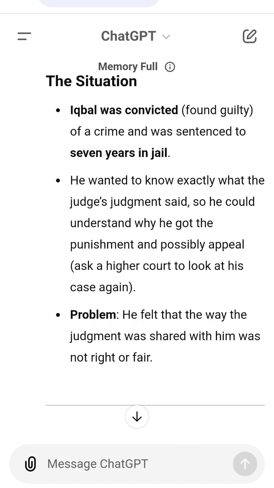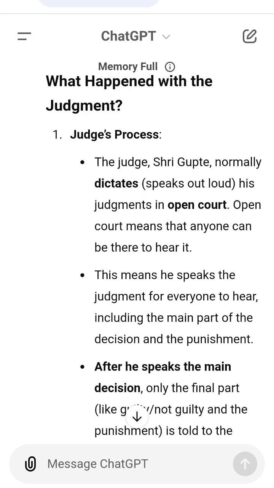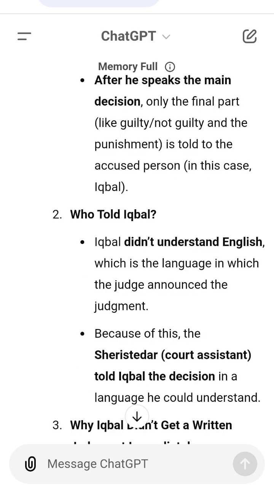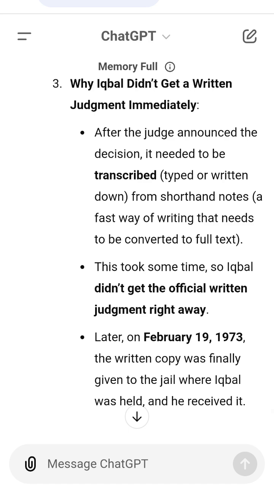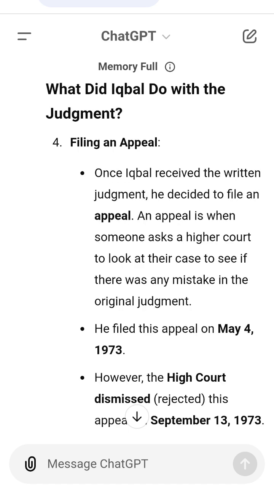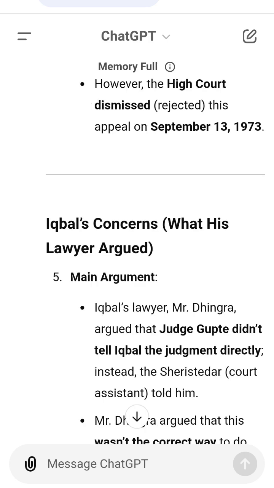Iqbal's concerns, what his lawyer argued. 5. Main argument. Iqbal's lawyer, Mr. Dhingra, argued that Judge Gupte didn't tell Iqbal the judgment directly. Instead, the Sheristadar, court assistant, told him. Mr. Dhingra argued that this wasn't the correct way to do things. According to him, the judge should be the one to directly tell the person about their punishment. What did the court say?